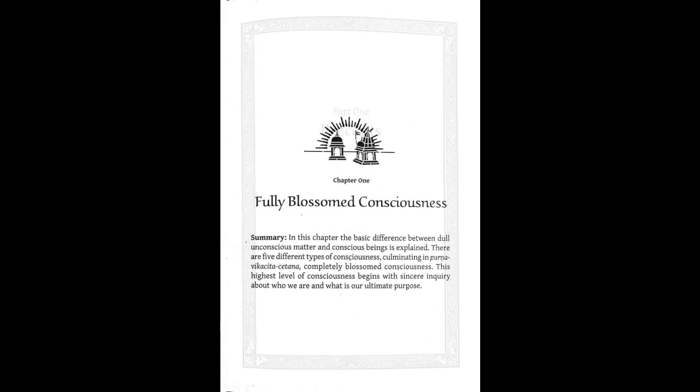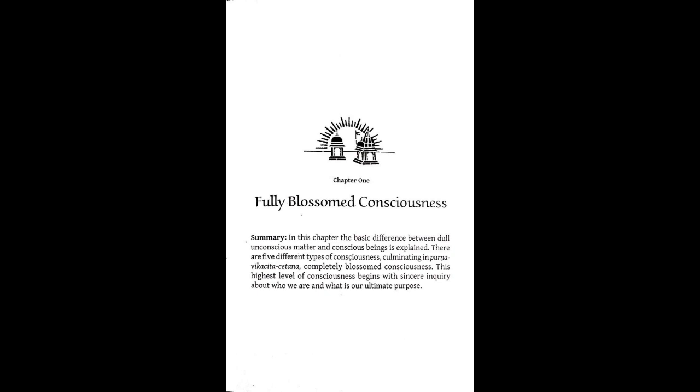Part 1. Precepts. Chapter 1. Fully Blossomed Consciousness. Summary. In this chapter, the basic difference between dull unconscious matter and conscious beings is explained. There are 5 different types of consciousness, culminating in Purna Vikasit Chetna, completely blossomed consciousness. This highest level of consciousness begins with sincere inquiry about who we are and what is our ultimate purpose.